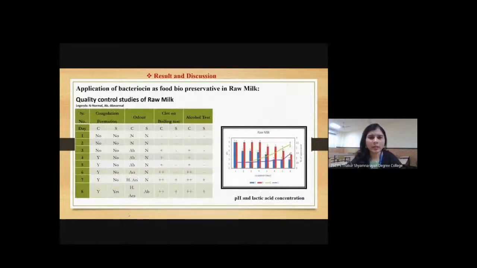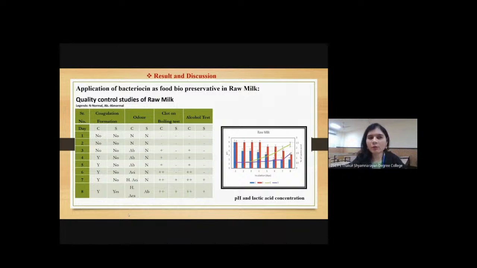According to the tests, the results and discussion of this practical, the application of bacteriocin as a food biopreservative in raw milk. According to this observation, the raw milk shelf life increases up to 8 days. Coagulation formation and odor were obtained after the 4th day. The clotting test and alcohol test were also positive after the 4th day.